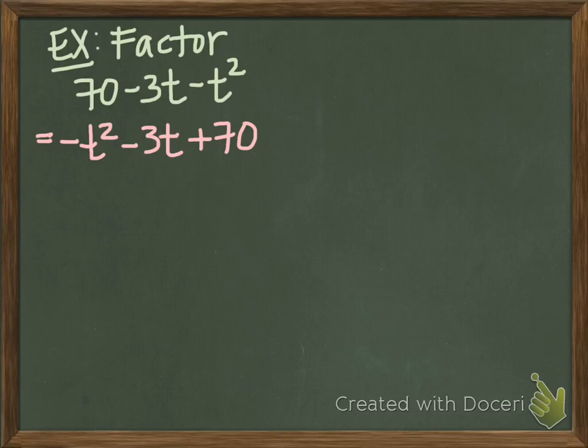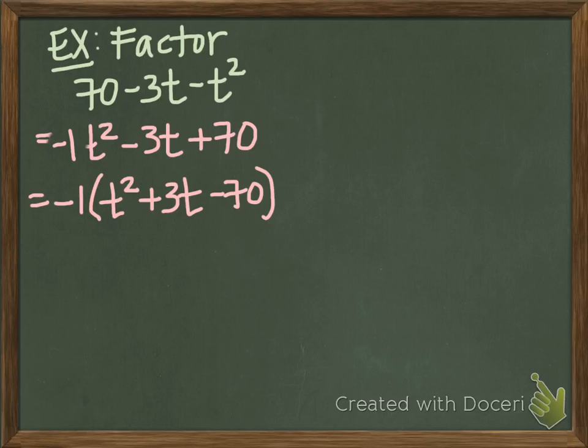Alright, if I'm looking at this, first thing is to pull out the GCF. I don't see a GCF, however, I do notice that my A is a negative 1 in front here. Let me write that a little clearer. A is a negative 1. If your A is negative 1, you must factor that out. A cannot be negative. So let's go ahead and pull out a negative 1. All that does is it just changes the sign of everything. So my negative t squared is now going to be positive t squared. My negative 3t will be positive 3t, and my positive 70 will be negative 70.